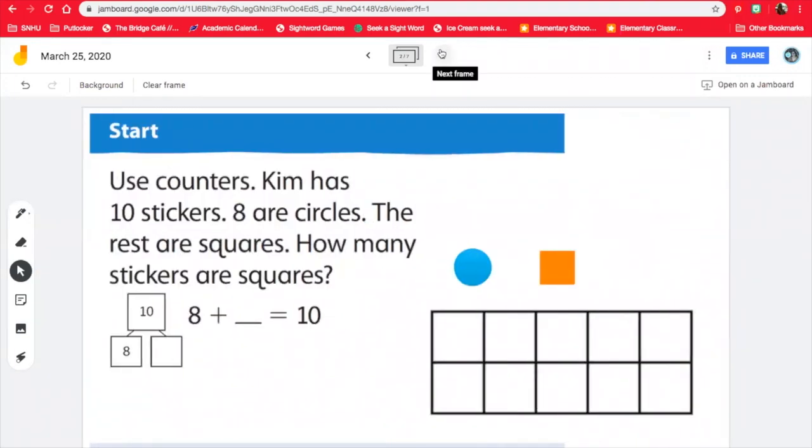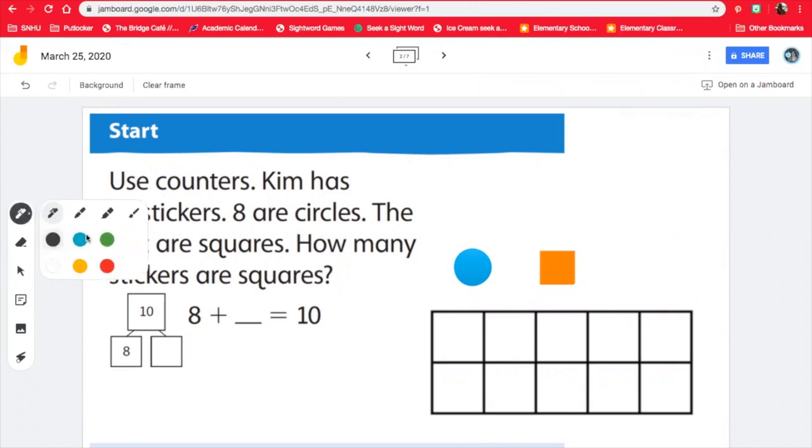Let's start here. It says, use counters. Kim has 10 stickers. 8 are circles. The rest are squares. How many stickers are squares? So we know from this problem that the total, or the amount of stickers in all, is 10. So I'm gonna draw a square around the 10. I also know that 8 are circles, so I'm going to circle the 8. And the rest are squares.